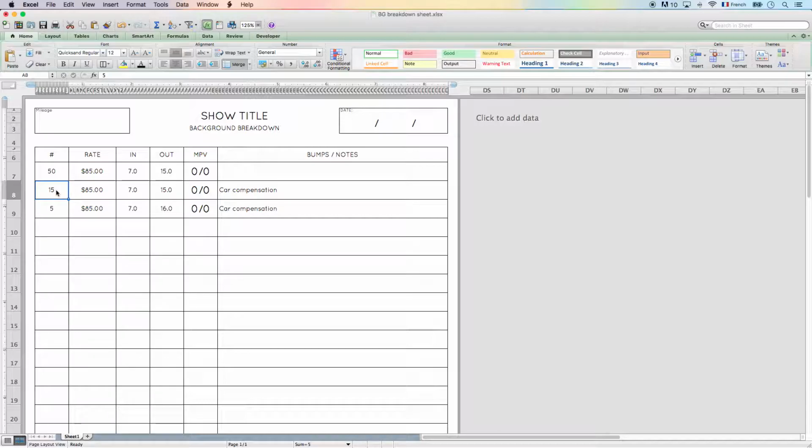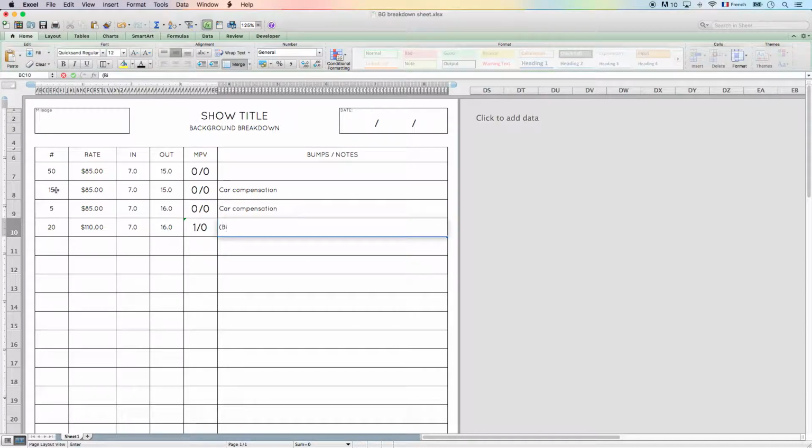Okay, so I've done 70 of my background, then I've got my 20 bikini girls. So let's say they are at, I don't know, 110, why not? And came in at 7 a.m. and they stayed until 16, but because we need them for a scene before lunch, they actually had a meal penalty. Why not? And here I'm going to say just bikini girls, just so that we know why they have this rate. It's just a little help.